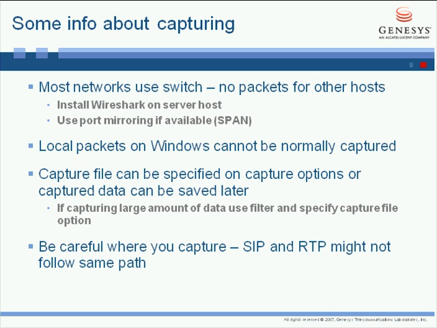Here are some things that you need to consider before starting capturing. The first thing is, nowadays, especially with servers, most networks use switches, not hubs anymore. So each server will not see any other network packets that are destined or sent to any other host. To overcome this issue, there are basically two ways. You can install Wireshark on the server host itself, like the SIP server or GVP itself.